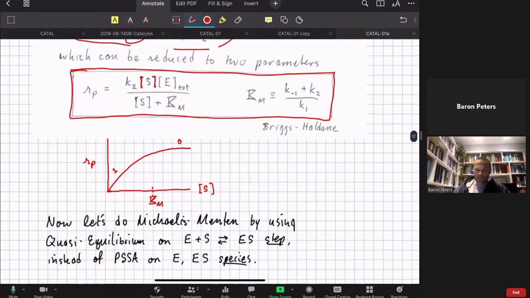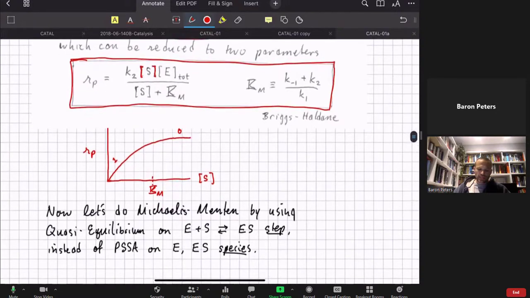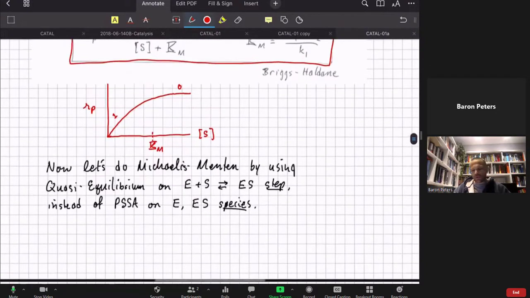All right, let's go ahead now and talk about the Michaelis-Menten rate law. The difference between the Michaelis-Menten rate law and the Briggs-Haldane rate law is that instead of pseudo-steady-state, we're going to invoke a quasi-equilibrium assumption. And we're going to apply that to a step. We apply quasi-equilibrium approximations to steps. We apply pseudo-steady-state approximations to species.